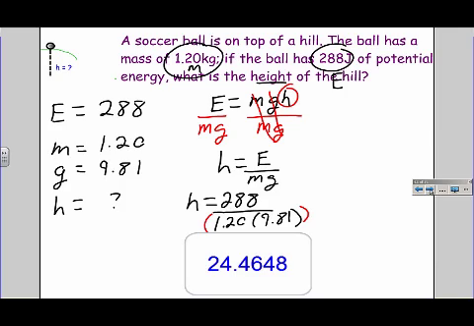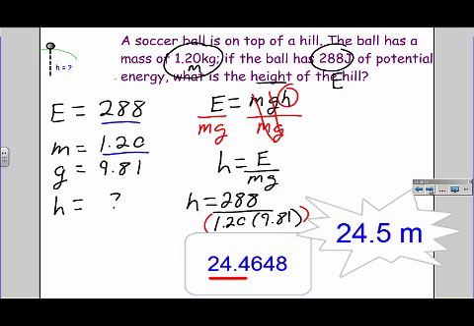In the end, you should end up with 24.4648. And in our question, we have 3 significant digits for our energy. We have 3 significant digits for our mass. We do not count the constant that we are given. That's not a measurement that was given in the question. So our answer must have 3 significant digits as well. The next number after the ones that are significant is 5 or higher. It's a 6. So we are going to round our 4 up to a 5. So our final answer here, 24.5, and we'll include our units in meters.